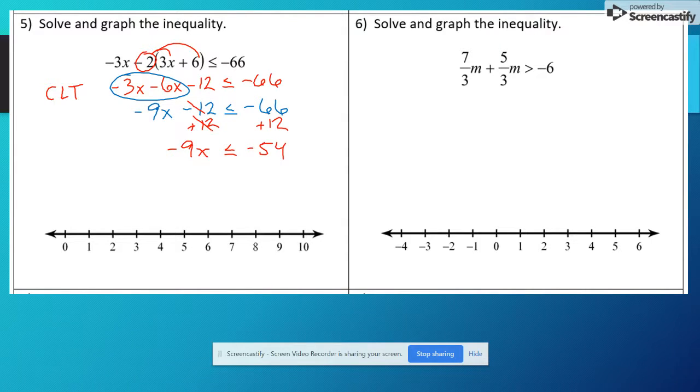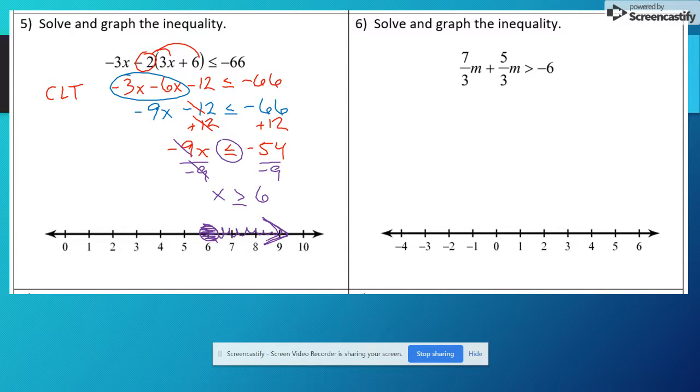And then right here is where I have to watch out. When I'm solving an inequality, if I divide by a negative, then my inequality sign switches direction. So it's greater than or equal to positive 6. So greater than or equal to, it's a filled in circle. Greater than is to the right.